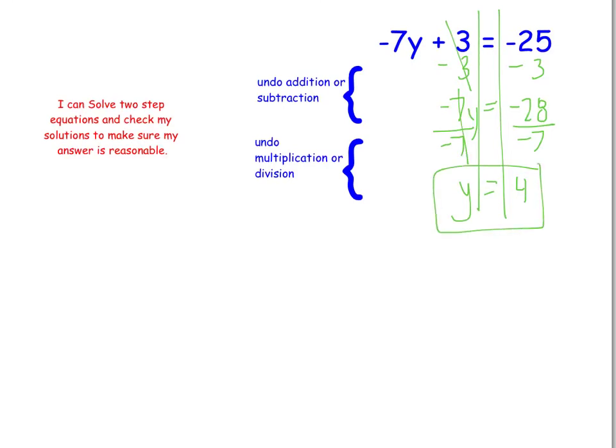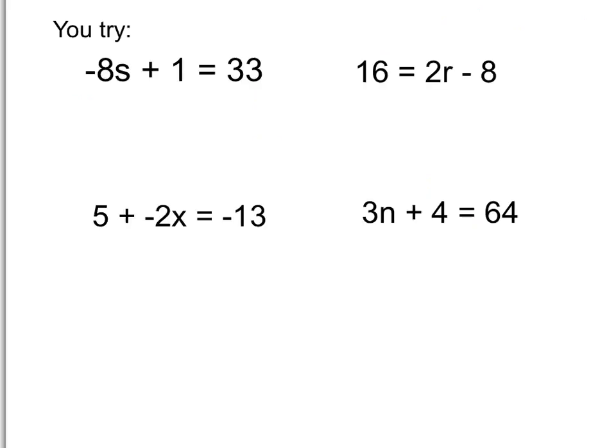Check it. Negative 7 times 4 is negative 28. Plus 3, 27, 26, 25. Negative 25. Alright, I'd like you to pause the video now and try these 3 problems.